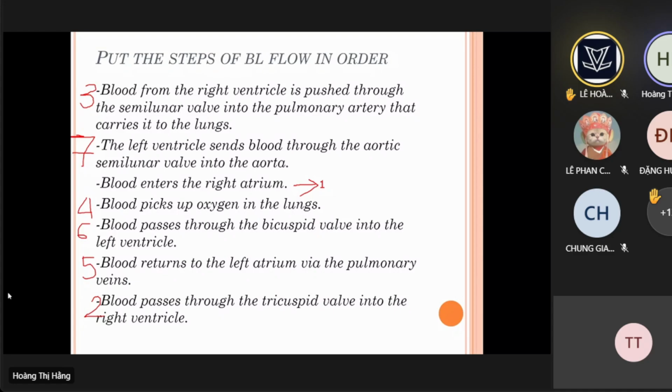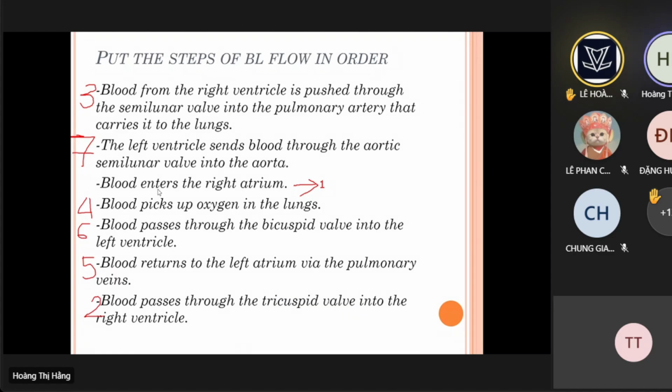Đơn giản vậy thôi. Cái đường nào đi về phổi thì nó có chữ pulmonary hết. Đi về tim thì sẽ có pulmonary vein. Và đi về phổi, pulmonary artery. Về tim là tĩnh mạch thì là vein, từ phổi qua tim, pulmonary vein. Kịp chưa? Dễ dàng ha.